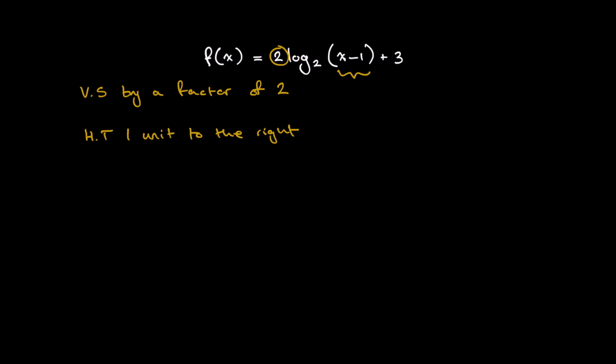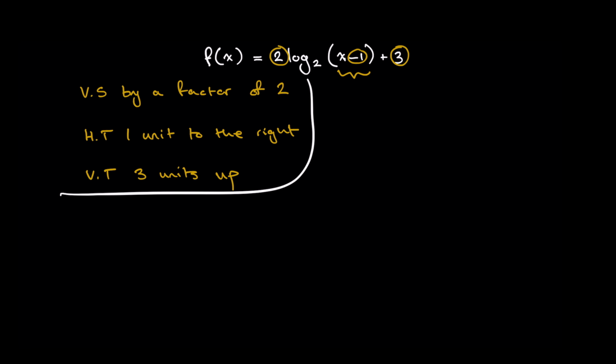And this transformation is found inside the function, which means that it's going to be the opposite of its sign. So since this h value over here is negative, we're going to be shifting it to the right. And finally, we have a vertical translation 3 units up, as suggested by our k value over here, which is 3. So these are our transformations.